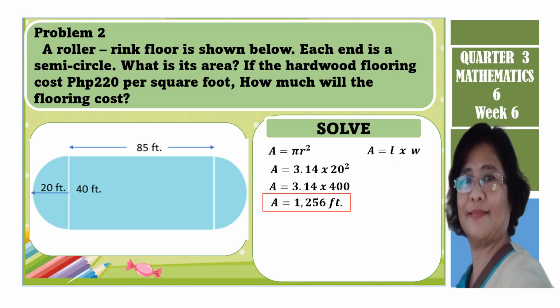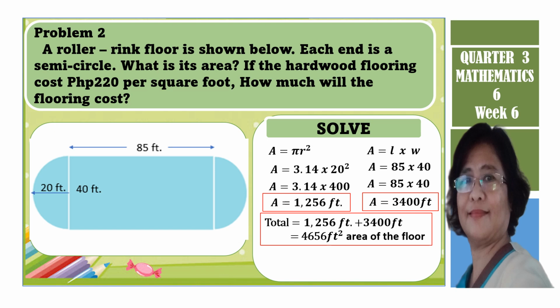Now let's go to the rectangle. The given here is 85, the length, and the width is 40. So we just multiply 85 by 40, and we have 3,400 feet.